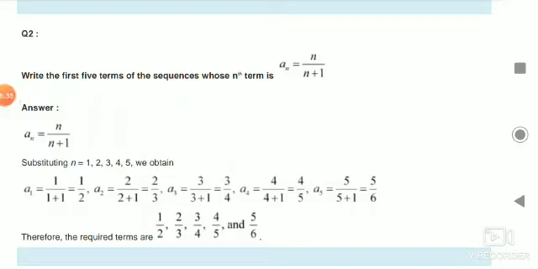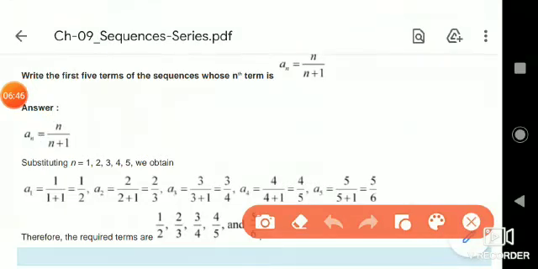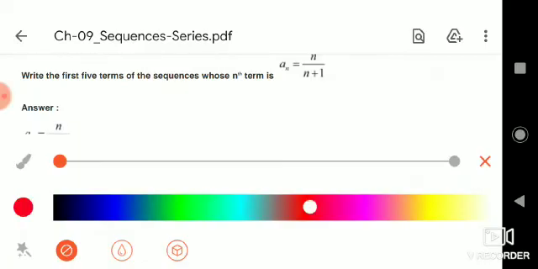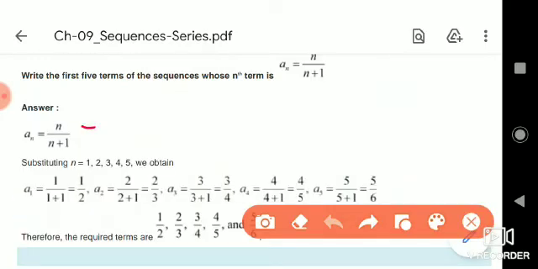Dear students, let me begin with the second question. Write the first 5 terms of the sequence whose nth term is an is equal to n divided by n plus 1. My dear students, once again here the nth term of the sequence is given for us. Therefore, an is equal to n divided by n plus 1.